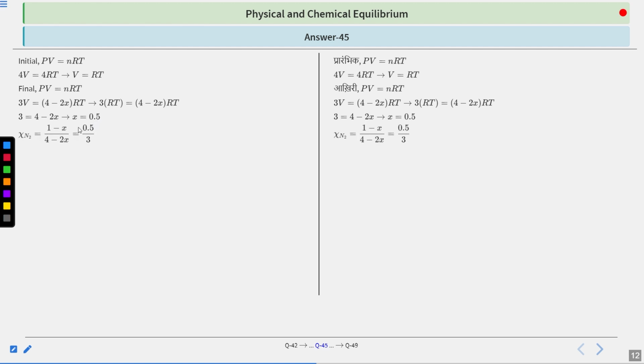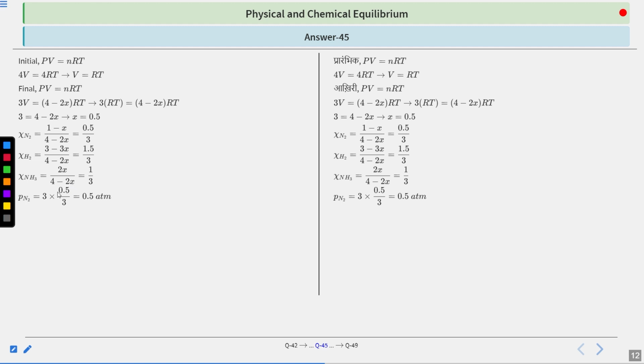Now mole fraction of N2 is (1 minus x) by (4 minus 2x), which is 0.5 by 3. Again, mole fraction of H2, so again putting the value of x, (3 minus 3x) by (4 minus 2x) is equal to 1.5 by 3. And mole fraction of ammonia, which is 2x by (4 minus 2x), is equal to 1 by 3.